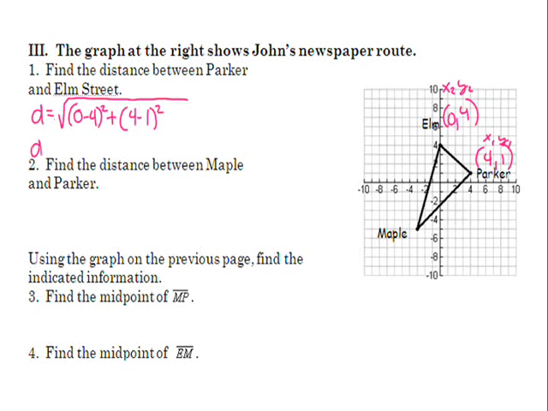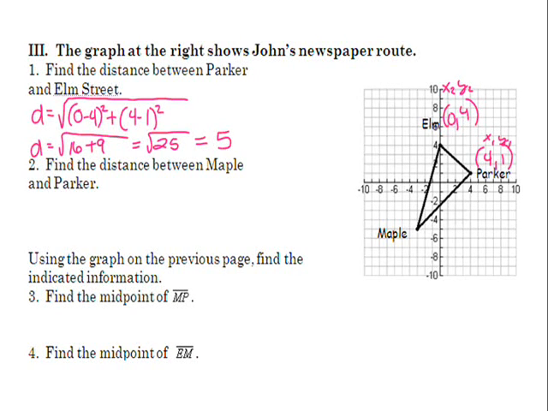All right, so I've got the square root of negative 4 squared, which is positive 16, because when I square any negative number, it becomes positive, no matter what your calculator tells you. And 4 minus 1 is 3, and 3 squared is 9, so 16 plus 9, which means I have the square root of 25, and the square root of 25 is 5. So that's how far apart Parker and Elm are.